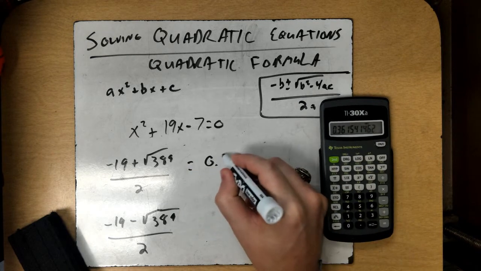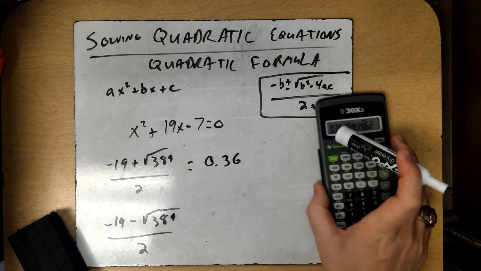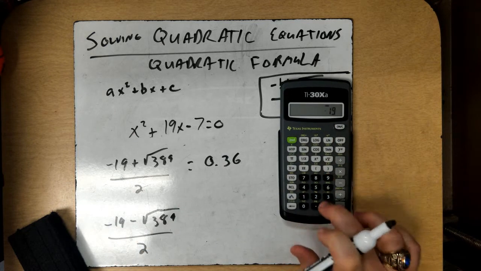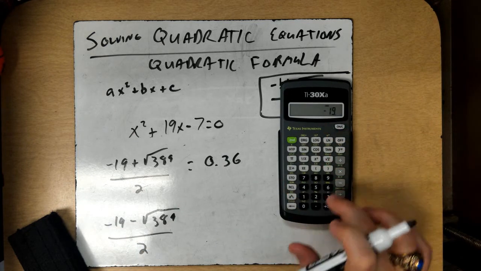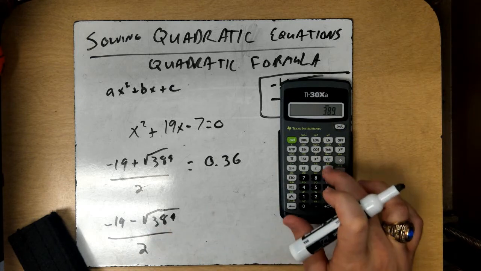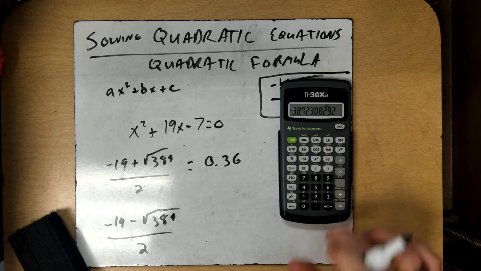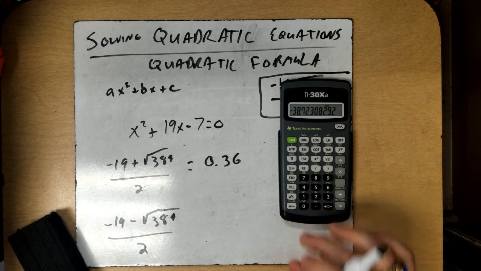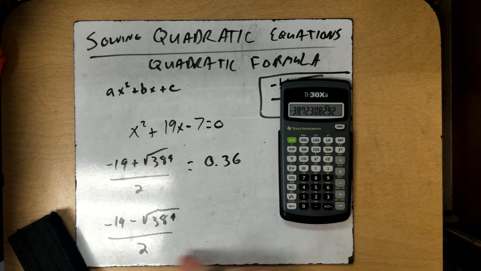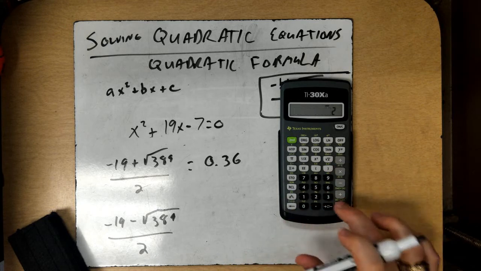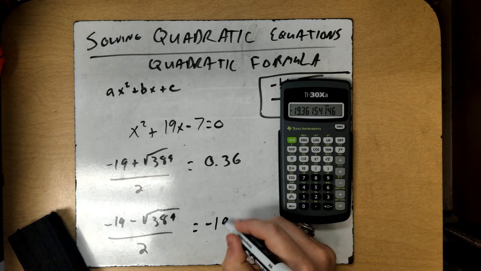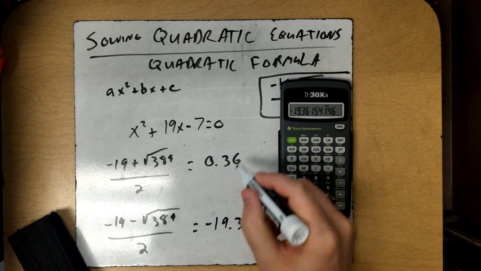So 0.36, and then we're going to do the other one. Negative 19 minus the square root of 389 equals. And that's important if you use this calculator: after you do the square root of something, you have to hit the equals button to get to your answer, and then divided by 2, and we get negative 19.36.